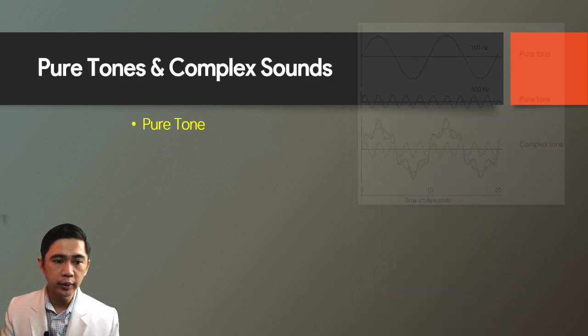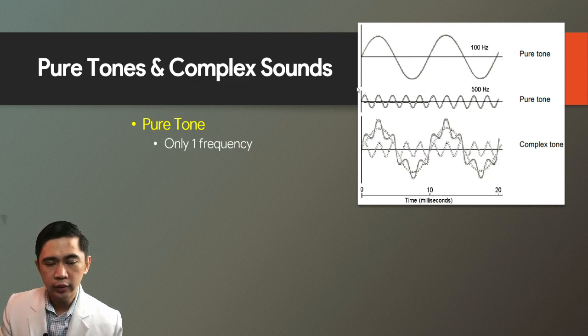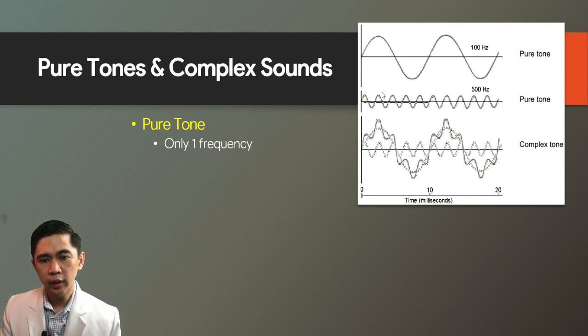So a pure tone is actually a wave with only one frequency. So in this image, we have a wave with one frequency, 100 Hertz. And in this part, we have also a pure tone with one frequency at 500 Hertz. We can see that this has a higher frequency than this one, but both of them are pure tones.